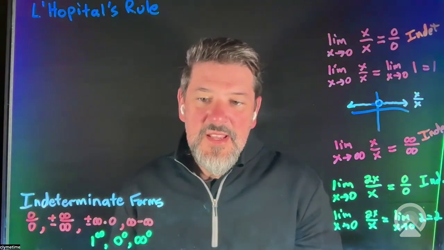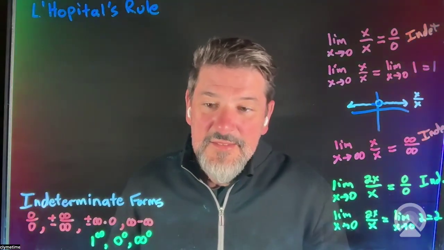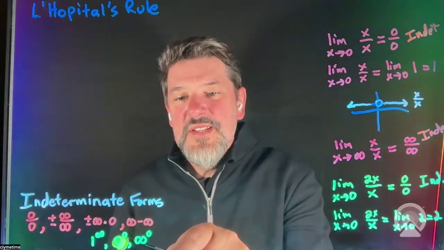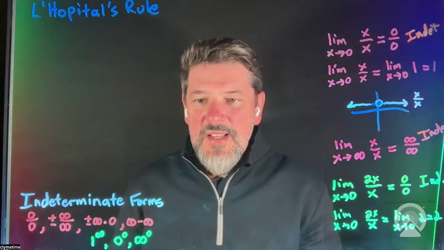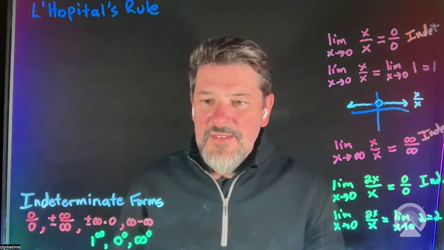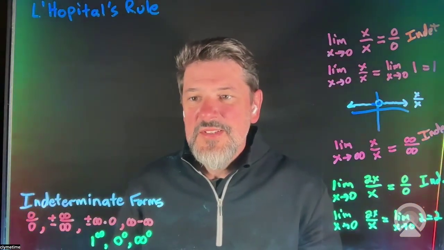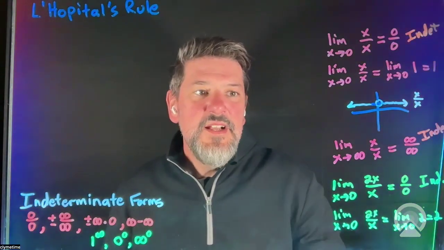0 to the 0, same thing. Anything raised to 0 is normally 1, but not if the base is 0 or the base is infinity. So 0 and infinity do weird things when raised to the 0 power. So these are indeterminate forms.